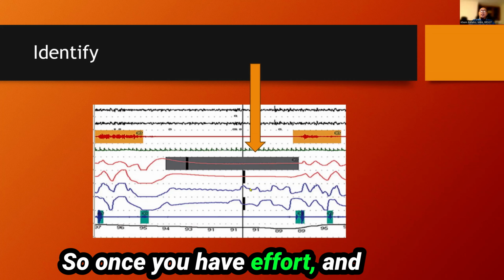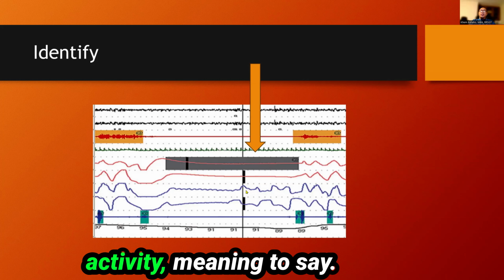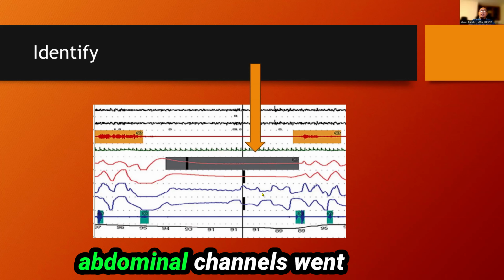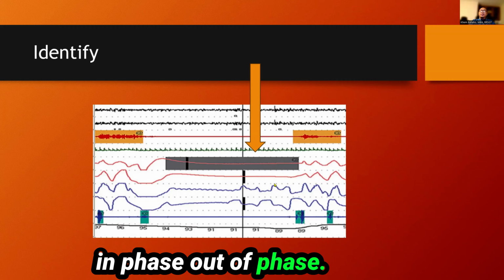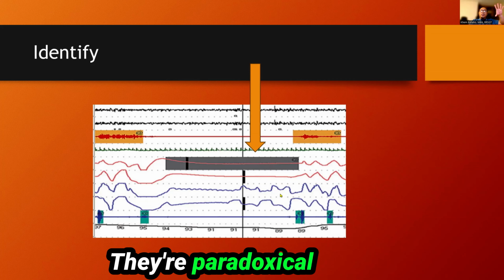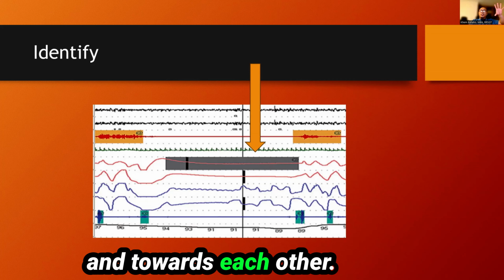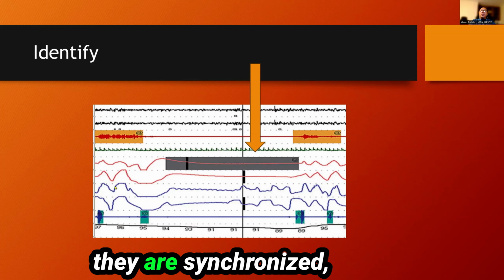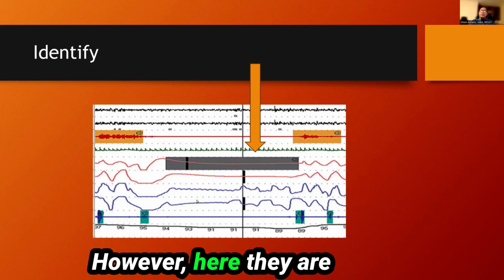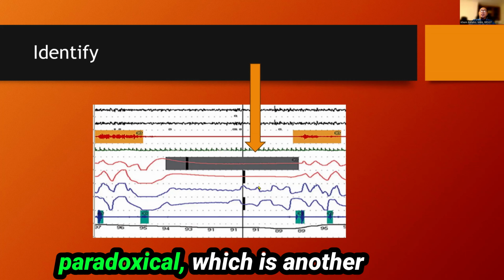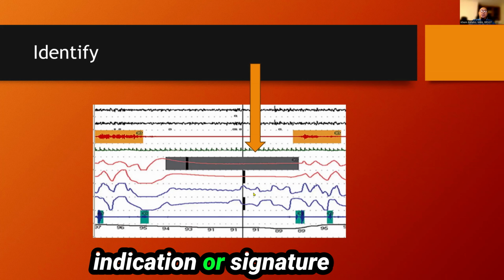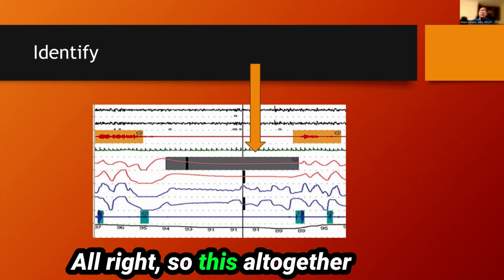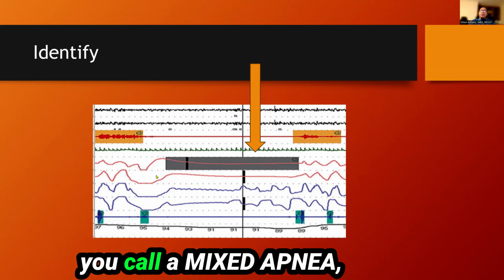So once you have effort, and you can see the paradoxical activity, meaning it went in phase and out of phase, right? The thoracic and abdominal channels went in phase, out of phase. They are paradoxical against each other. That's paradoxical breathing. Before the event, they are synchronized breathing patterns. However, here they are paradoxical, which is another indication or signature of an obstructive apnea. All right, so this altogether, you call a mixed apnea.